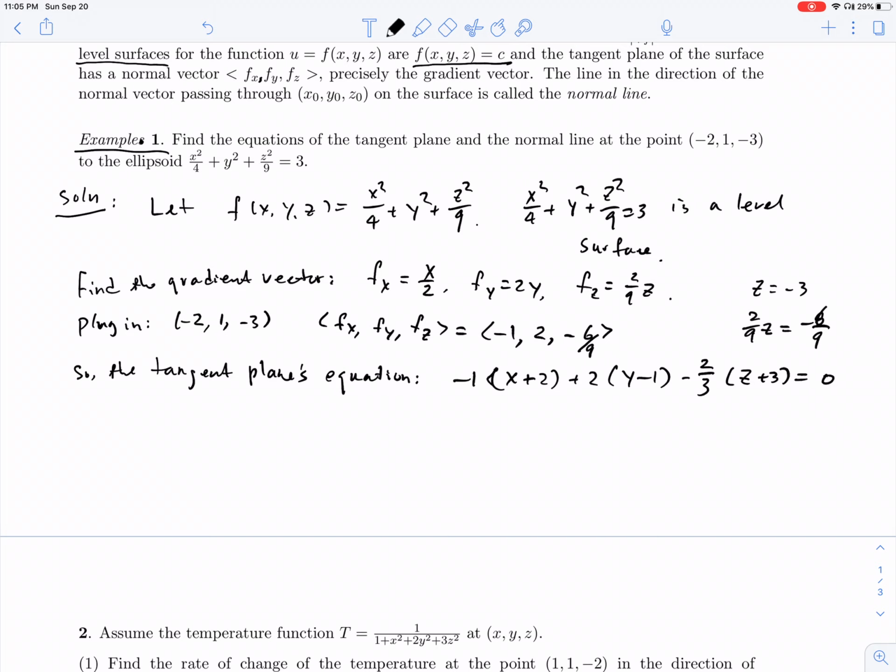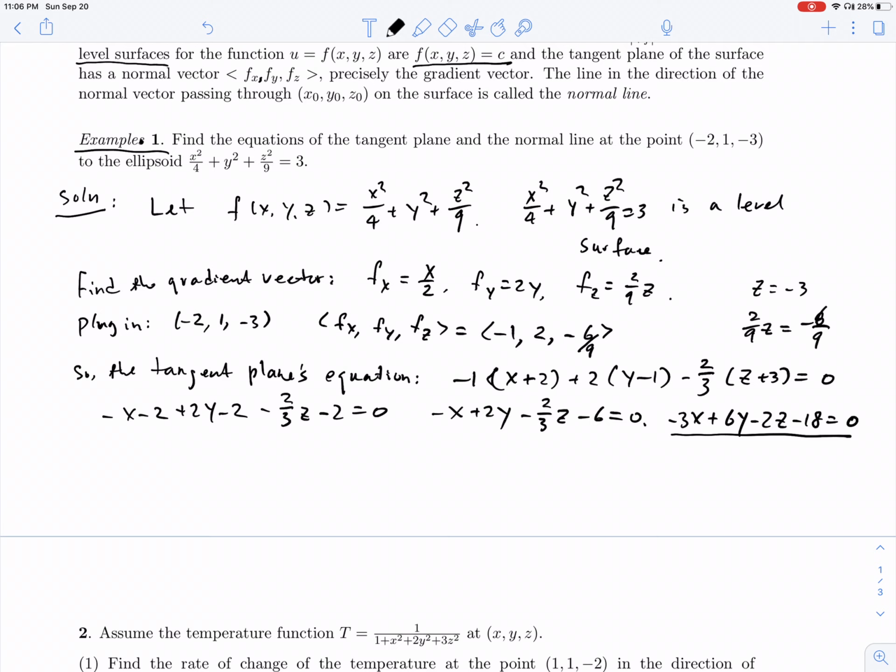All right, and from over here, what we have is -x minus 2 plus 2y minus 2 minus 2/3 z, again minus 2 is equal to 0. Okay, and then we have -x plus 2y and minus 2 over 3 z, and minus 6 is equal to 0. If we don't like the denominator, we can say -3x plus 6y minus 2z minus 18 is equal to 0. And that is the tangent plane's equation.